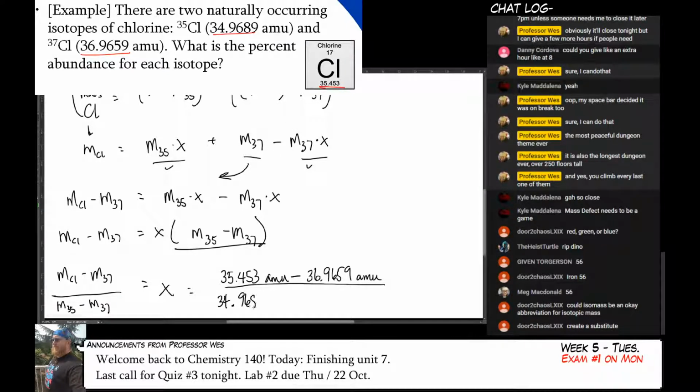34.9689 AMU minus 36.9659 AMU. For the love of Thor, do not cancel these. This is subtraction. You cannot cancel these two numbers out. You have to do the subtraction on the top and the bottom.